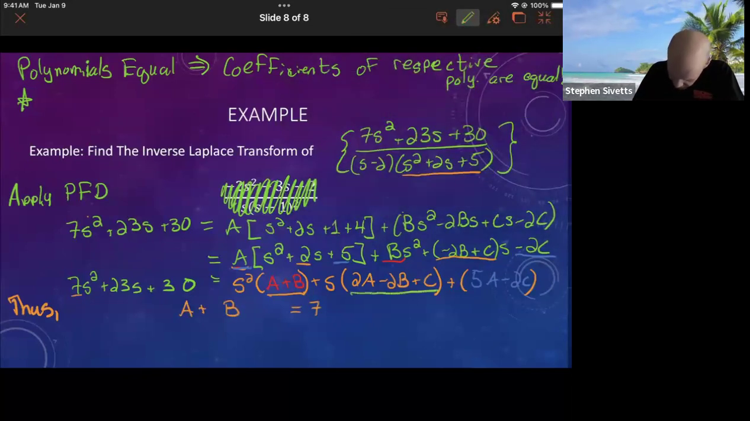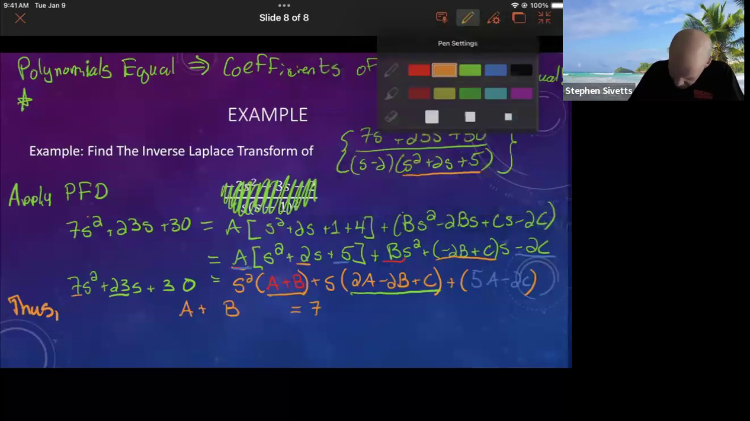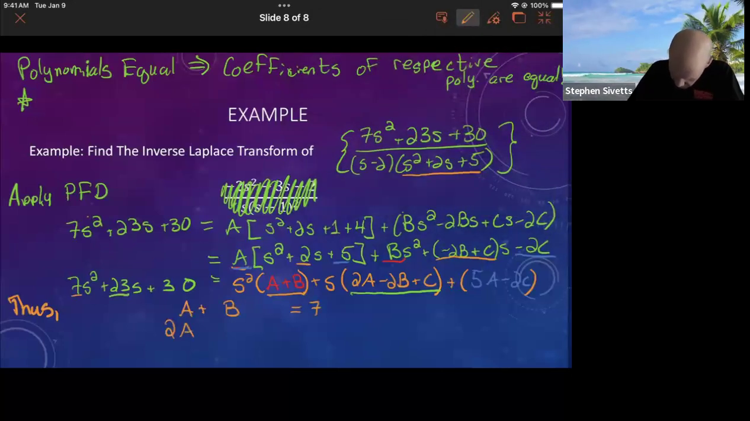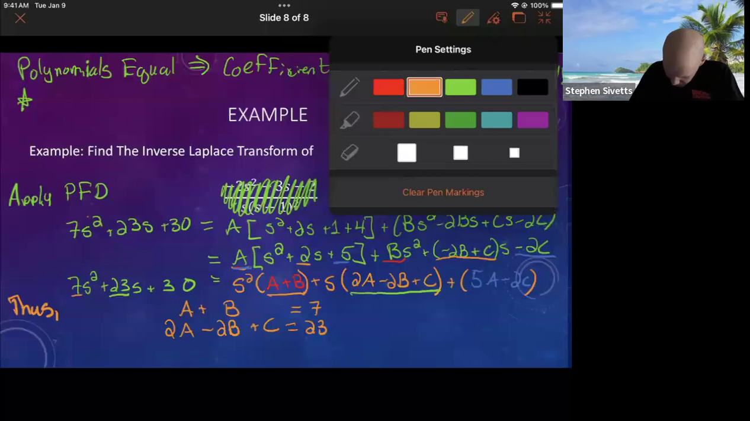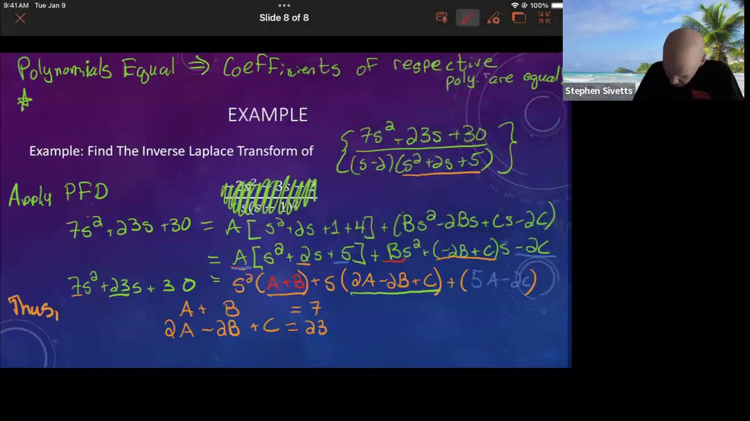The s coefficients would lead us to say that 2a minus 2b plus c equals 23. And finally, the constants. So that means 5a minus 2c is equal to 30.